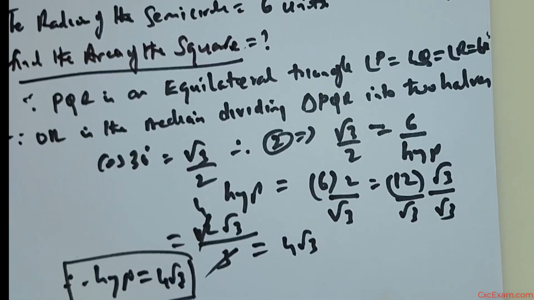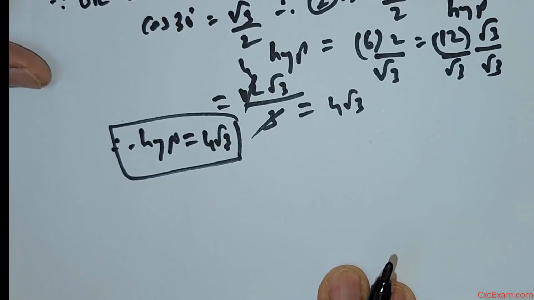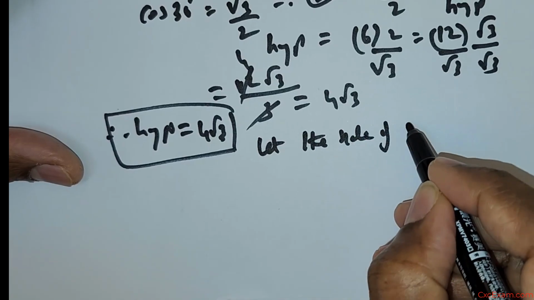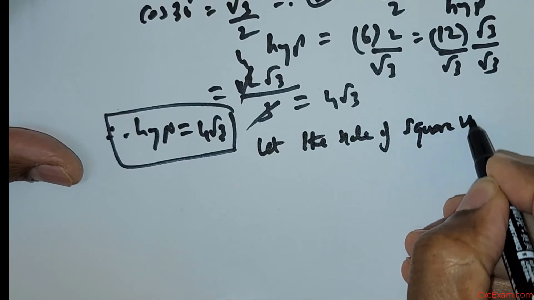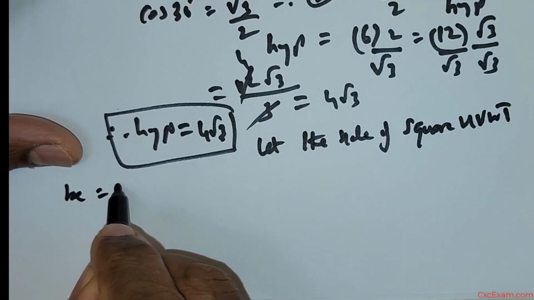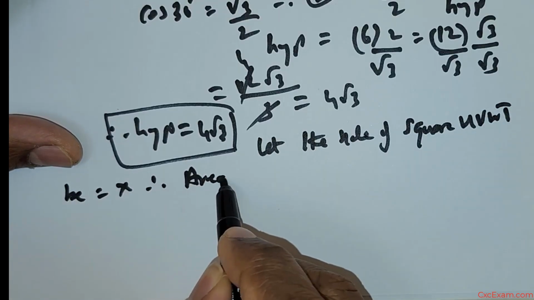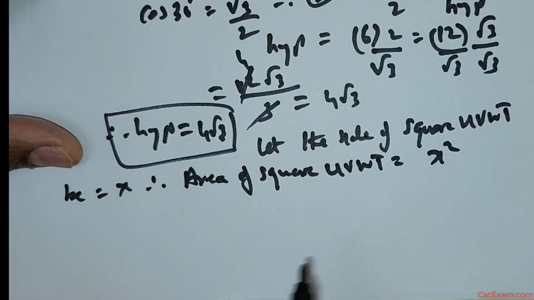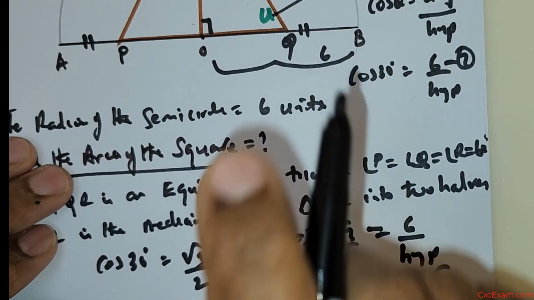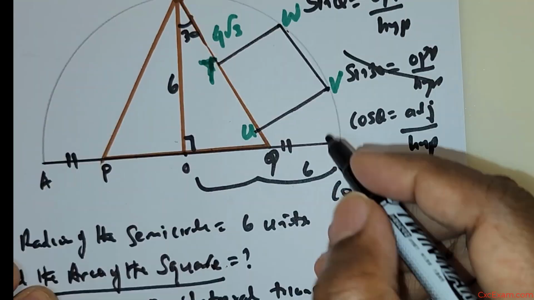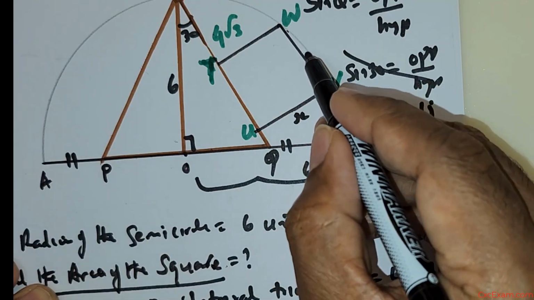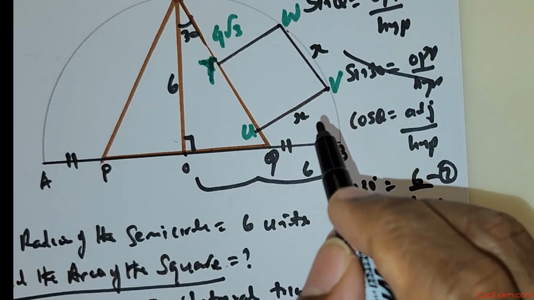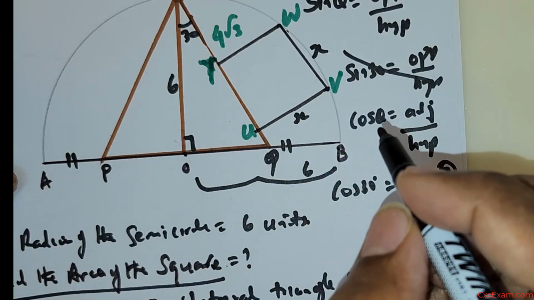So what I would do now is let the side of square UVWT be equal to x. Therefore area of square UVWT is x squared, right? So this is going to be x, all this side, the entire length is going to be x, and this is going to be x, this is going to be x. So all these sides are represented as x.